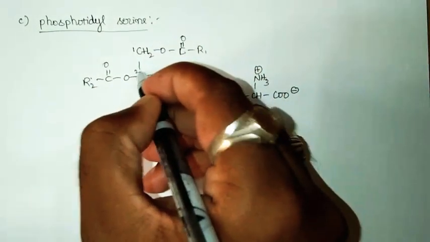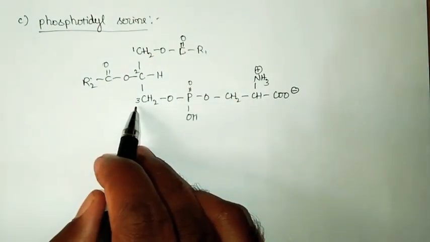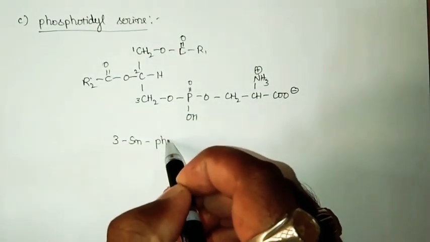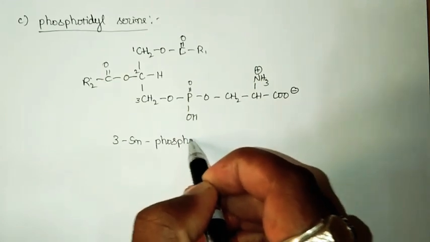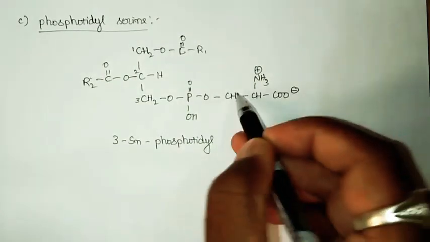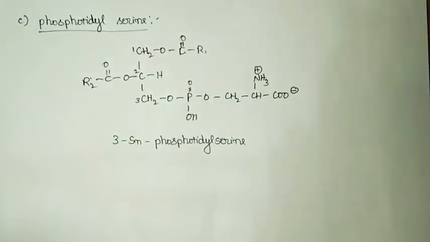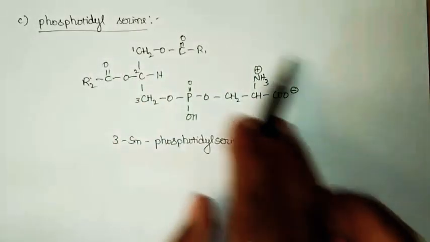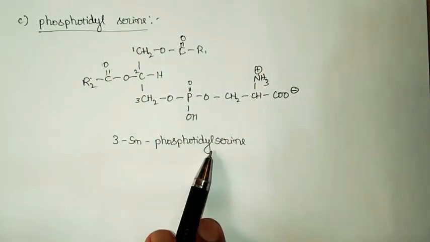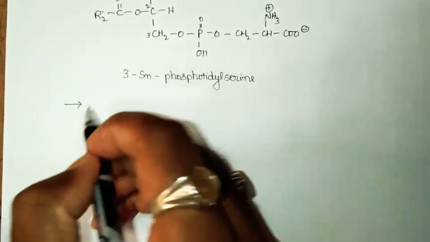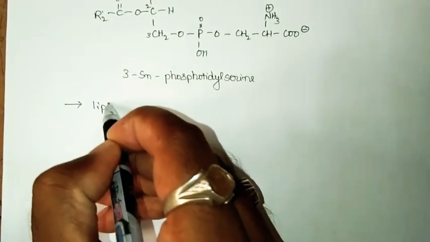Once again, 1, 2 and 3. Number 3 is the stereospecific position, so 3SN, and it is a derivative of phosphatidic acid once again, that is phosphatidyl. The attached group is serine, and that is the complete name and complete structure of the material, 3SN, phosphatidyl serine. And this phosphatidyl serine is mainly present in the lipid bilayer of the cell membrane.